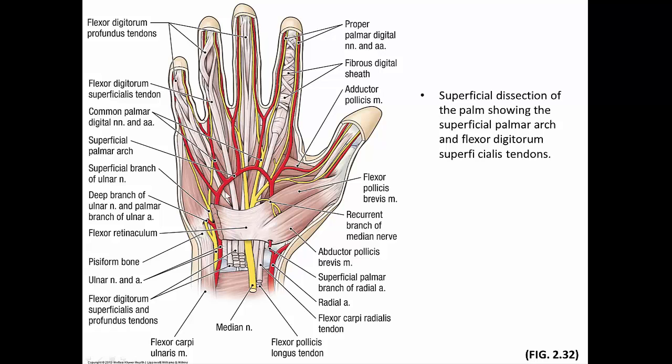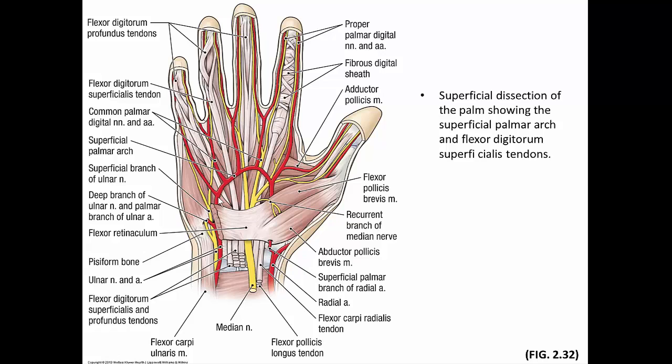It'll pass lateral to the pisiform bone with the ulnar nerve, when it'll divide into a superficial and a deep branch. The superficial branch of the ulnar artery crosses into the palm to form the superficial palmar arch. There's also a smaller contribution which actually comes from the other side, from the radial artery, but it's not the major contribution. It's a little branch that comes off just about right here.